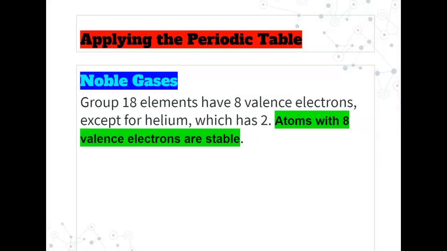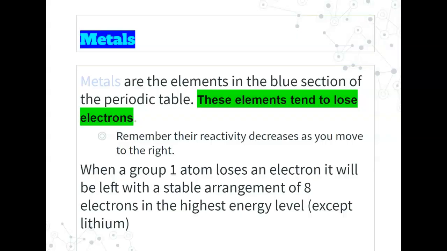Noble gases on the far right of our periodic table in group 18 already have 8 valence electrons, except for helium, which only has 2. They all have full outer shell electrons. They're very stable. They typically don't bond well with other elements. So noble gases are kind of an exception to these rules that we're talking about because they don't bond with anything. They're already 8, so they don't need any more.